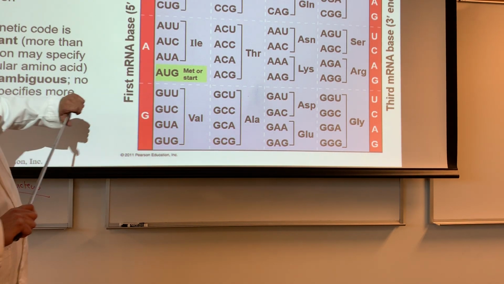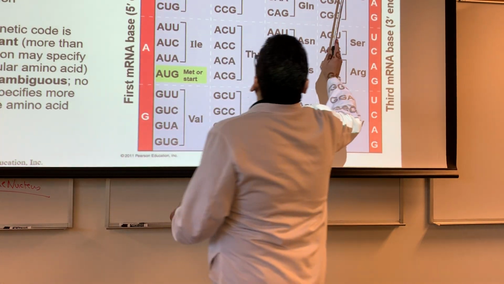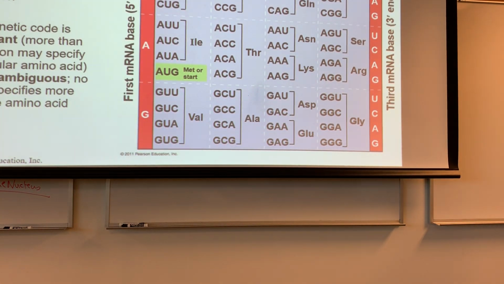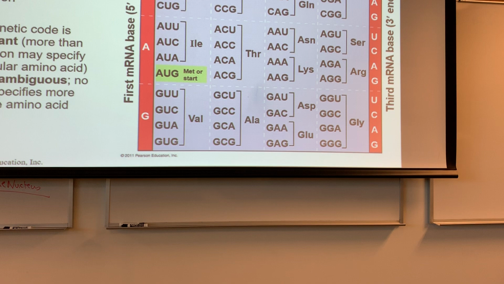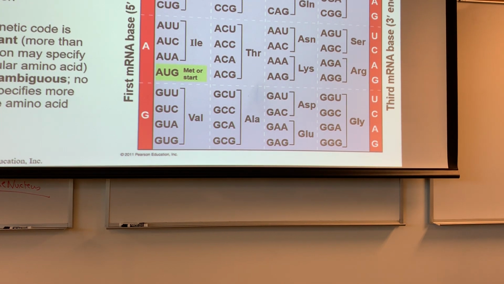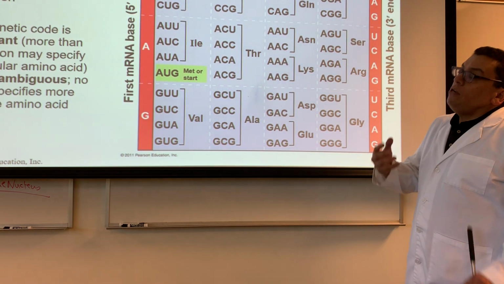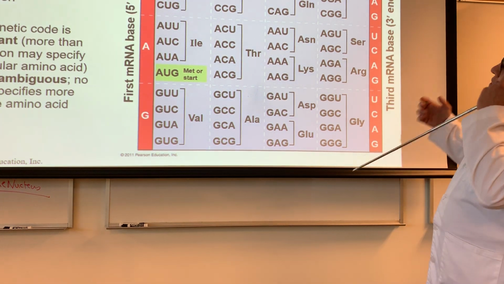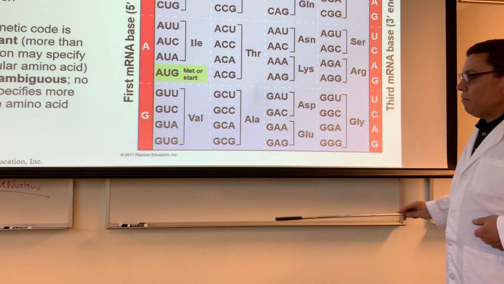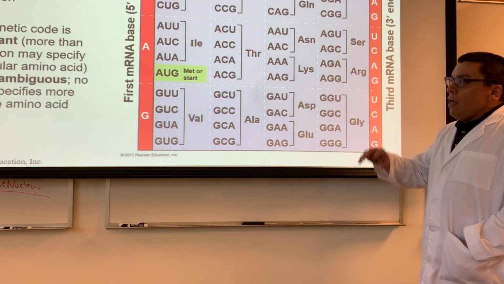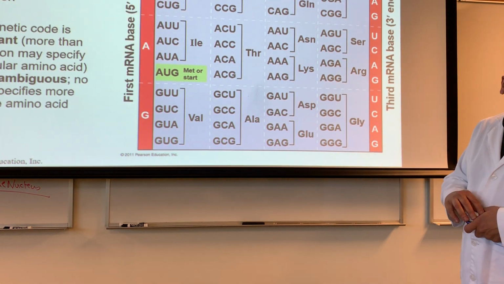There are 64 total. Only 3 say stop what you're doing, stop translation. They're called stop codons. So UAA is a stop codon. UAG is a stop codon. And UGA is a stop codon. All the other ones code for amino acids.